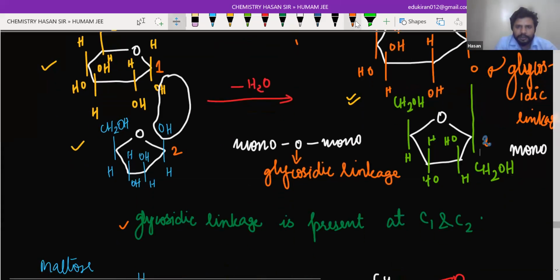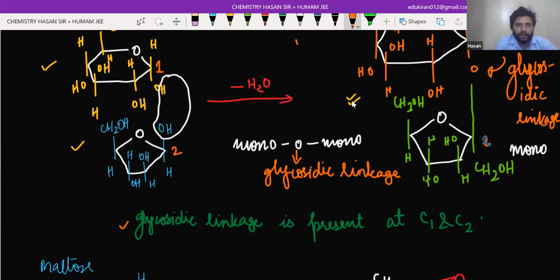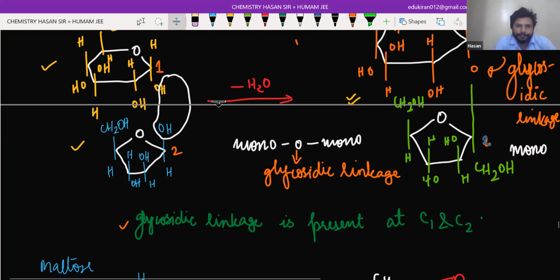So this is very important, the structure of sucrose. In order to draw the structure of sucrose, you need to know the structure of alpha D glucose and beta D fructose. Is that clear? So you have to remember. Can I change the slide?